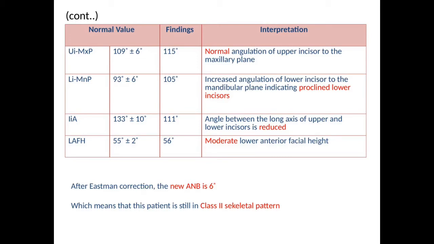Since ANB correction for this patient can be applied, after Eismann correction, the new ANB is 6 degrees. However, this value indicates that the patient would still be in class 2 skeletal pattern.